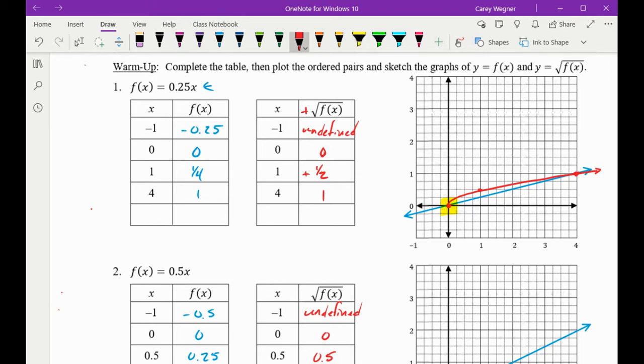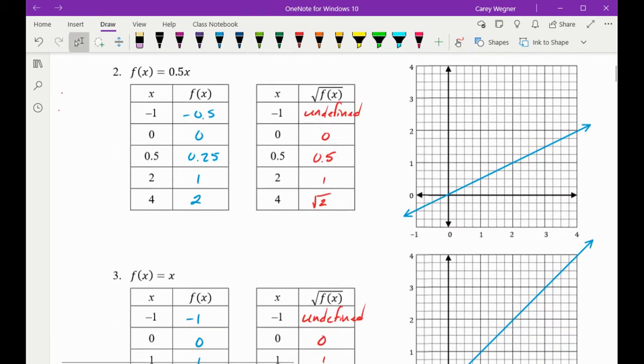Let's have a look at number 2. So again, our graph is undefined when x values are negative. So it starts here at 0, 0, and then at 1/2. When my x value is, I should say, my x value is 2, my y value is 1. And then when x is 4, y is the square root of 2, which maybe you worked out as a decimal value. It's about 1.4, so it's a little bit less than 1/2. So it's going to be up there somewhere. And then as I sketch my graph, this is what it'll look like.